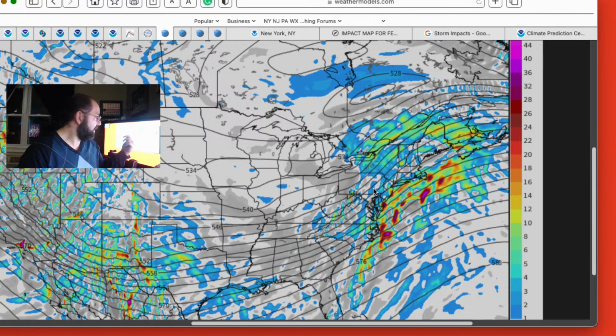So what I would need to see is an upper level low pop up somewhere around here, and which, by the way, if that happens, I'd be very suspicious of that solution in the first place, because that would mean I'd probably have some sort of convective feedback error set up, because it's completely foreign to the pattern that we have in place here.